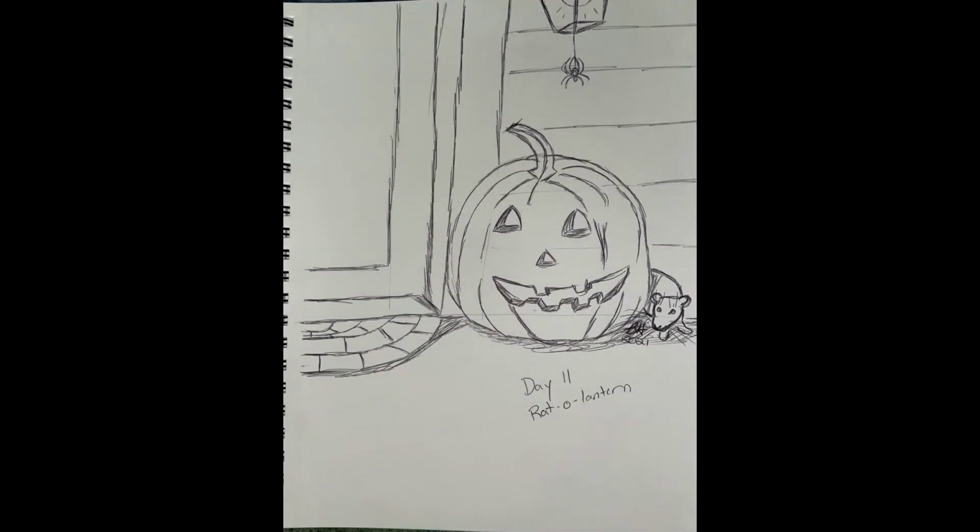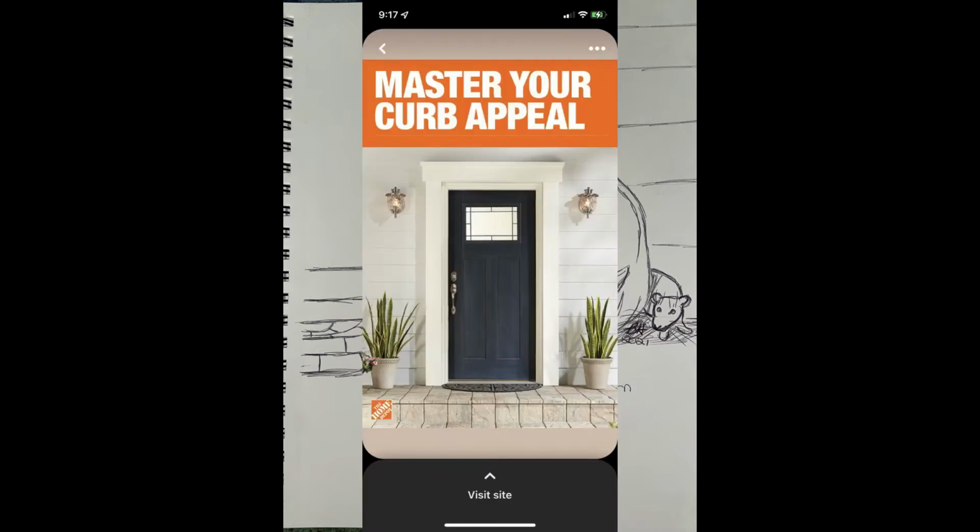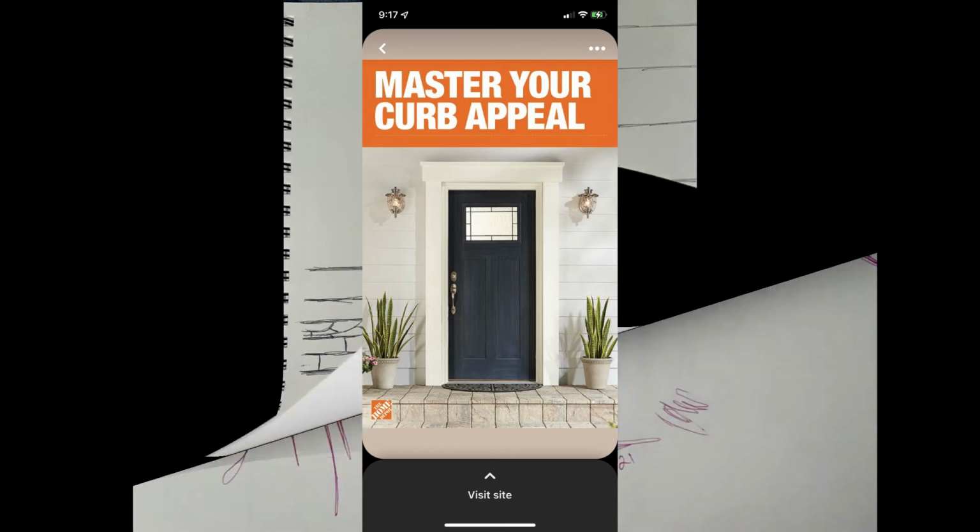I had a lot of fun with Rat-O-Lantern. It gave me the opportunity to draw a front door step, and a doormat, and the siding on a house, and then a cute little rat peeking out. You can see my reference photo, which I stole from Pinterest here.